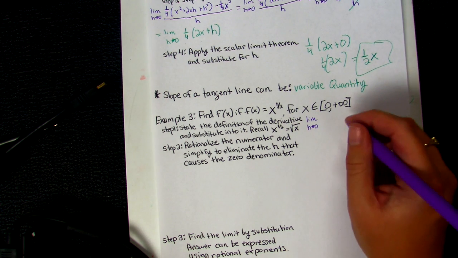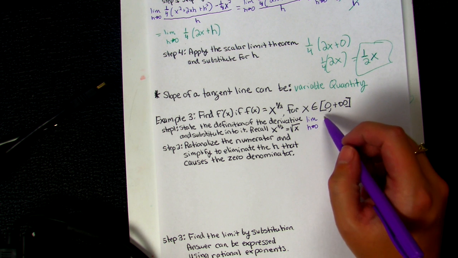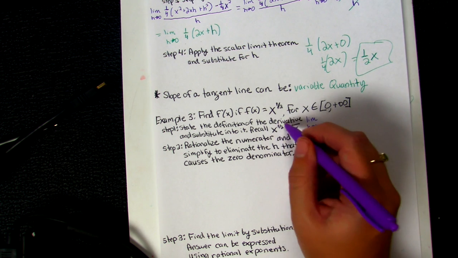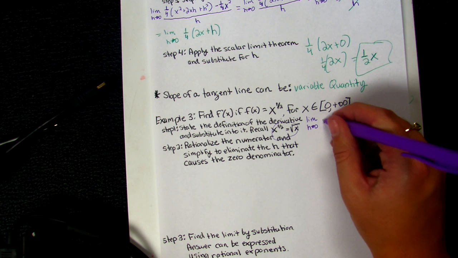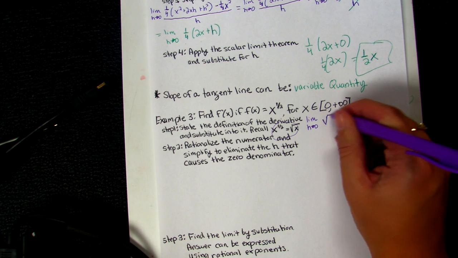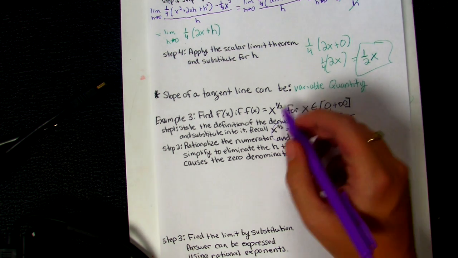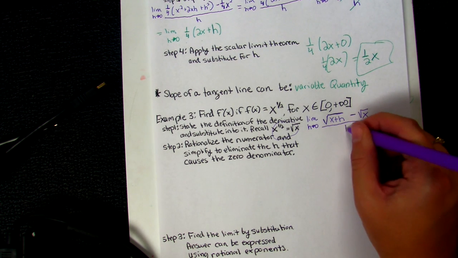We first need to do f of x plus h. So I'm going to plug in x plus h for x. Recall that x to the 1/2 is the same as the square root of x. So I get the square root of x plus h, then minus f of x, so minus the square root of x, all over h.